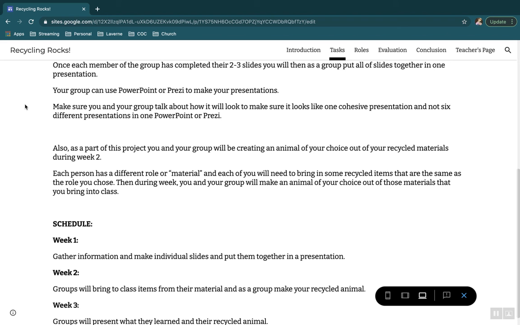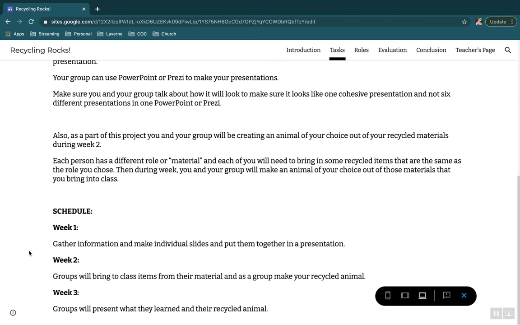As a part of this project, during week 2, they will be creating something with recycled materials that they collect from home. And so they're going to create an animal of their choice out of recycled materials. And so since each person is choosing a different role or material, which we will go over on the next page, they need to bring those items from home and then create something.